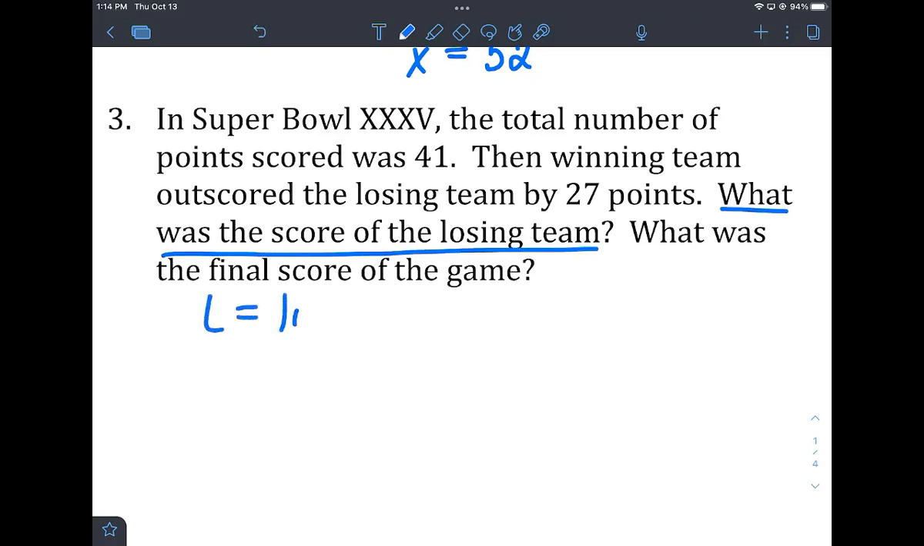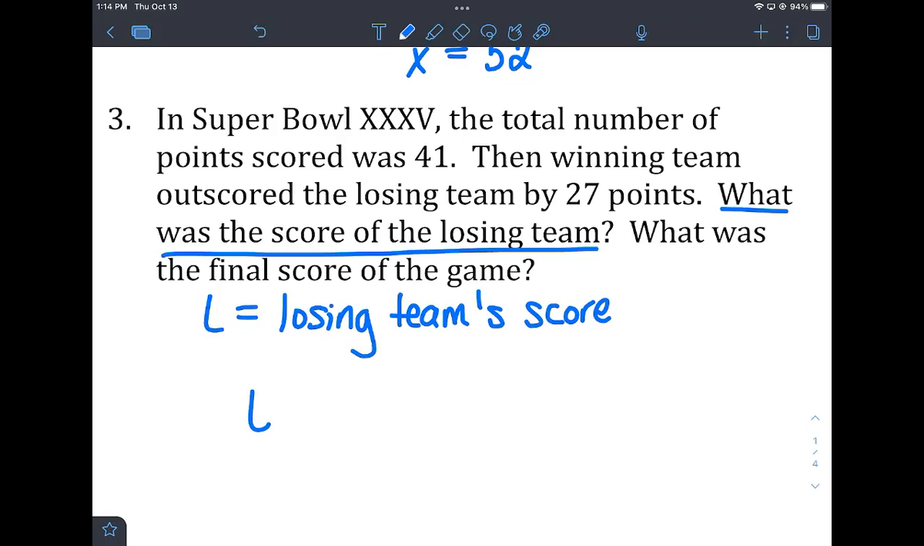L equals the losing team's score. Sure. So there's the losers, okay? If they were outscored by 27 points, then what expression could I write to represent the points the winners had? Eli? I said 27 plus L equals 41.